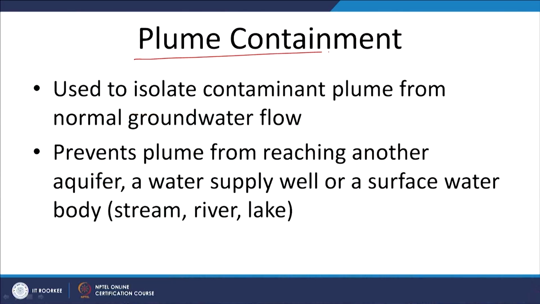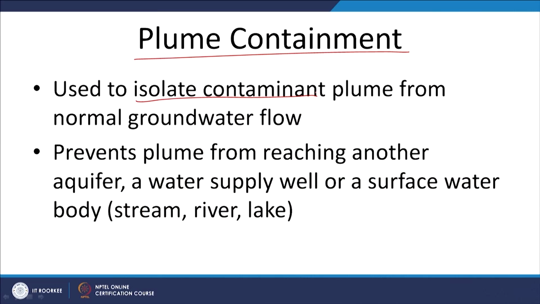But here we are now looking at only plume containment for now. So again, what are some of these objectives for plume containment? Obviously I am trying to isolate the contaminant plume from the normal groundwater. Let's say if I observe this particular contamination relatively early, what am I going to do? I am going to try to isolate the contaminated plume from the groundwater, and also prevent the plume from reaching an aquifer, as in, let's say, if there is a stream nearby.